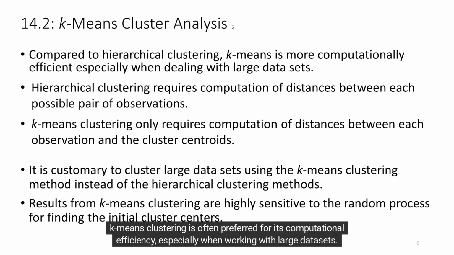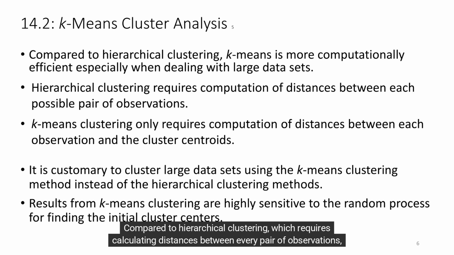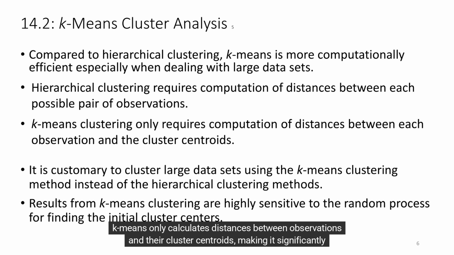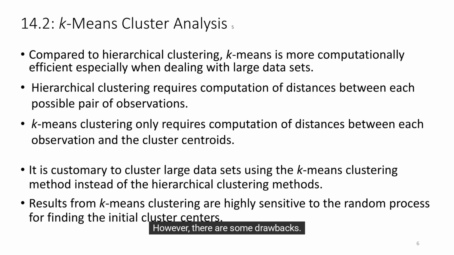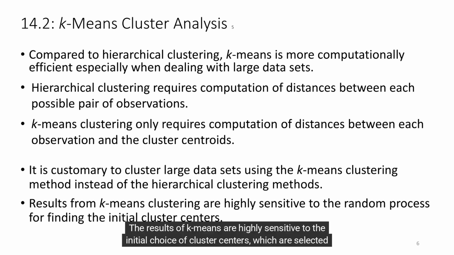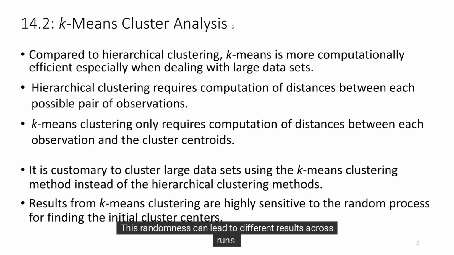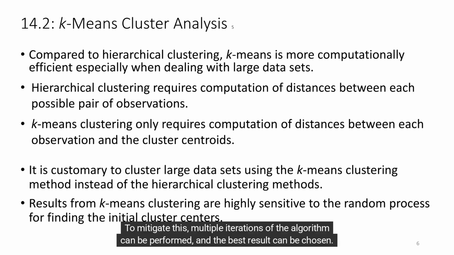K-means clustering is often preferred for its computational efficiency, especially when working with large datasets. Compared to hierarchical clustering, which requires calculating distances between every pair of observations, k-means only calculates distances between observations and their cluster centroids, making it significantly faster. However, there are some drawbacks. The results of k-means are highly sensitive to the initial choice of cluster centers, which are selected randomly. This randomness can lead to different results across runs. To mitigate this, multiple iterations of the algorithm can be performed, and the best result can be chosen.